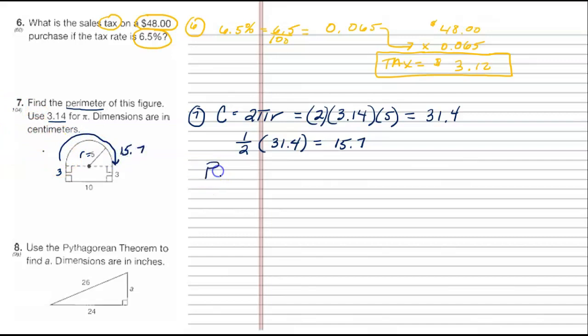So my perimeter is going to be equal to 15.7 plus 3 plus 10 plus 3. Okay, so plus 3 plus 10 plus 3. 31.7.